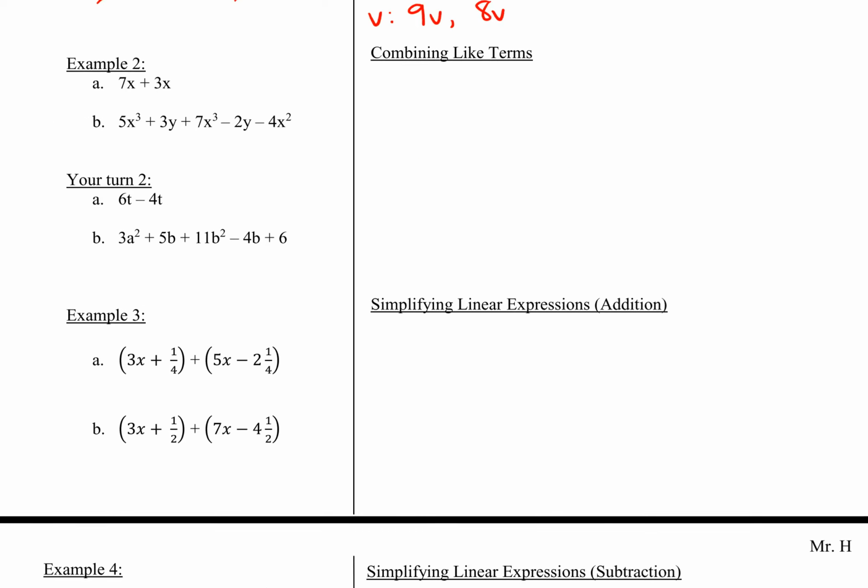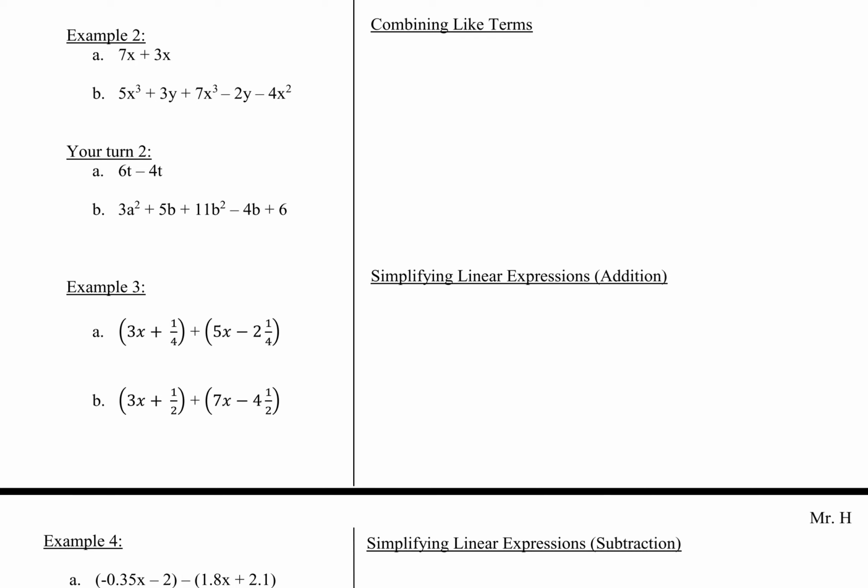Well, let's see what happens when we combine like terms. Let's look at our first example here, 7x plus 3x. When we add our like terms together, we're going to add their coefficients, which, remember, is the number that comes before the variable. We talked about that in the last unit. So if I have 7x's plus 3x's, that means I have 10x's total.